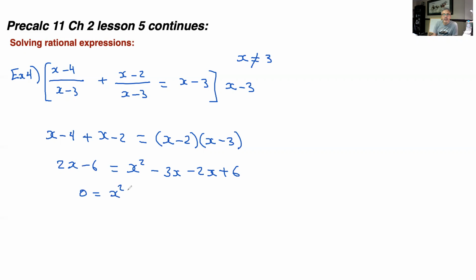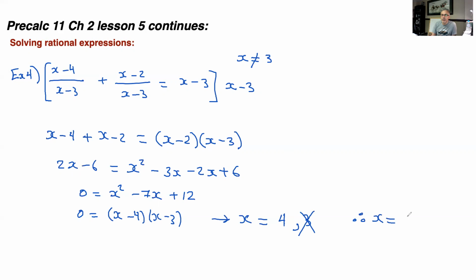0 equals x squared. That's minus 3x minus 2x. And if we move the 2x to the other side, it becomes -2x. So that's all -7x. And -6, that's going to be 12. Now I factor. Two numbers multiply to give me positive 12 and add to give me -7 are these two numbers here. So therefore, x equals 4 and 3. But 3 is your restriction. So x cannot equal 3. So this has to be rejected. And therefore, your answer is x equals 4 only. That's our final answer.